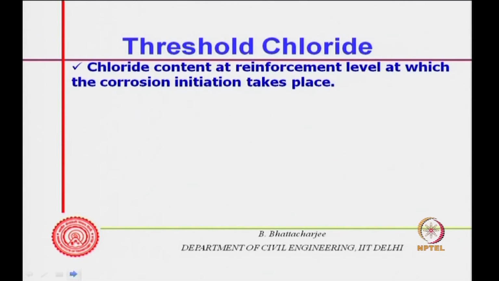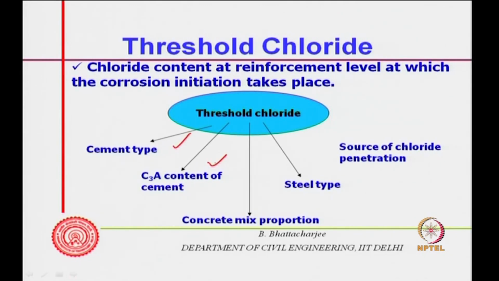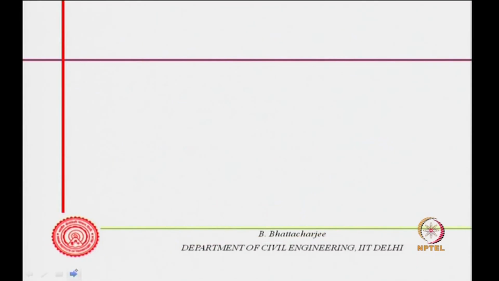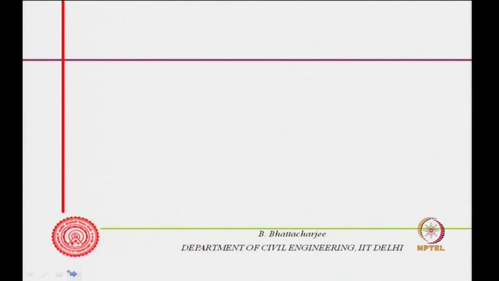Chloride content at reinforcement level at which corrosion initiation takes place is called threshold chloride, but it will vary with the cement type, C3A content of cement, mix proportion, and steel type. Not all steel will get depassivated. For example, a corrosion resistant steel may not get depassivated easily. So, all put together, threshold chloride will vary from cement to cement, steel to steel, so that it cannot be unique.